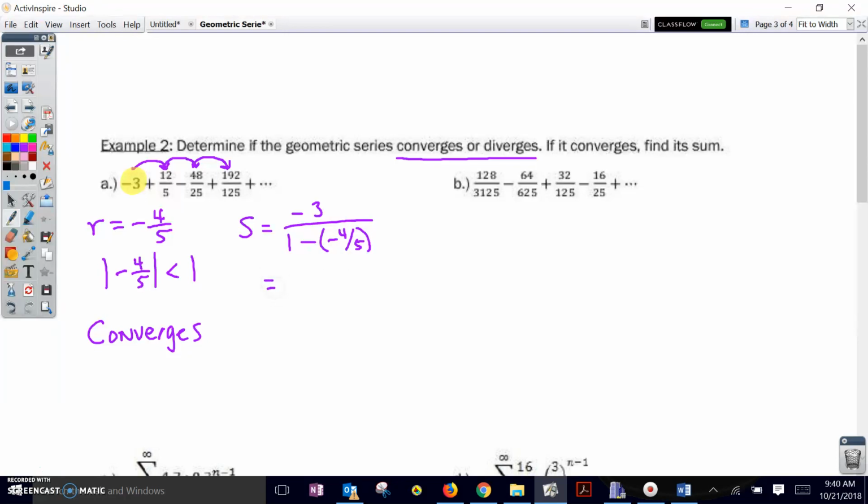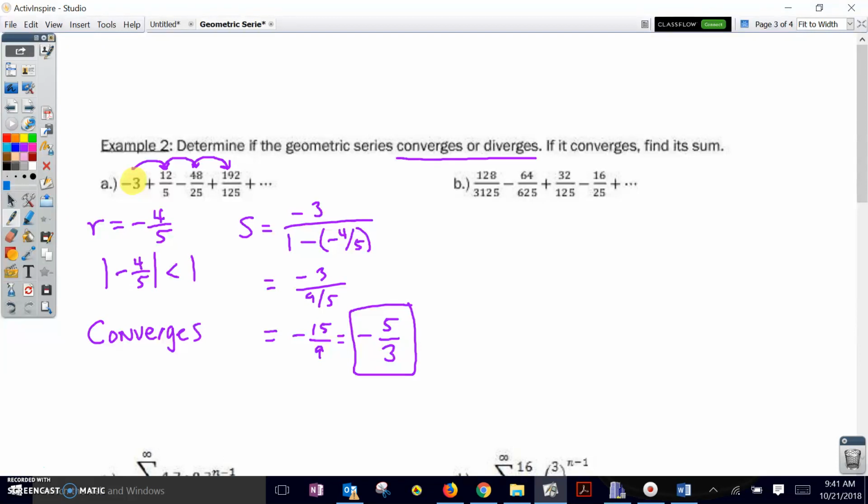So the sum is equal to a divided by 1 minus r. And so this turns into negative 3 over 9/5, which is negative 15/9, or negative 5/3. That is what this series is going to add up to.